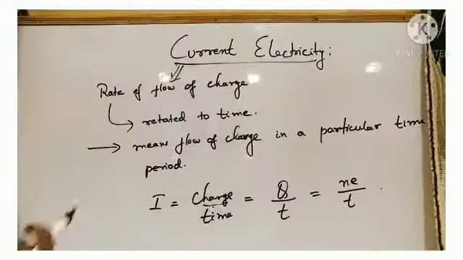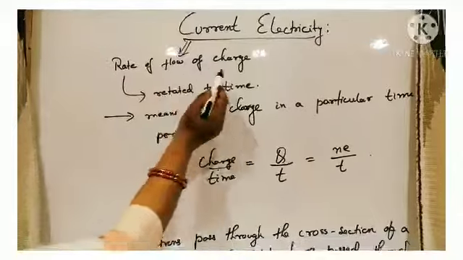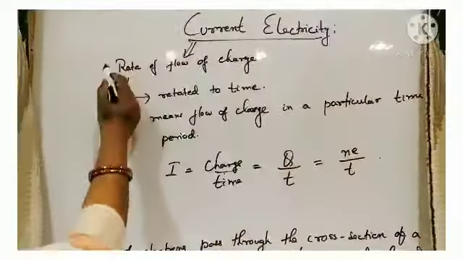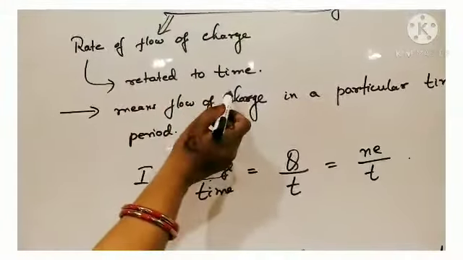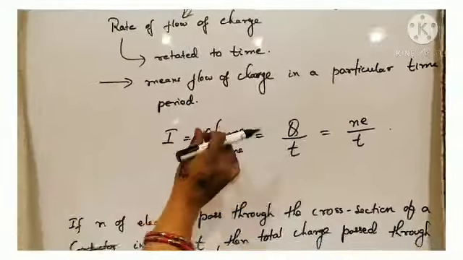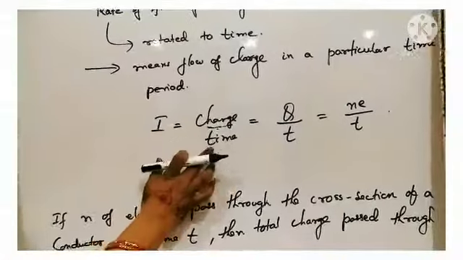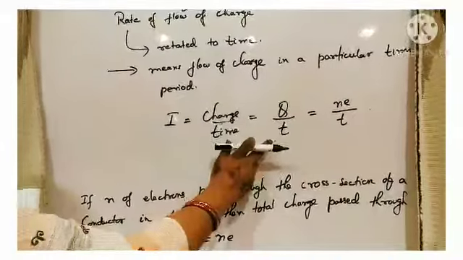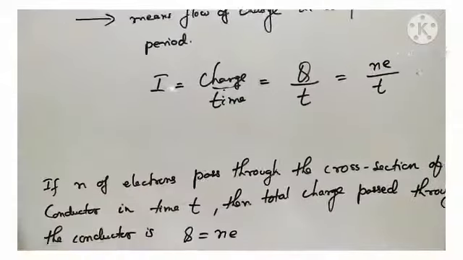Now to our basic topic, that is current. Current is the rate of flow of charge. When we are talking about rate, that is related to time. It means the flow of charge in a particular time period. Mathematically, we denote current with I. I is equal to charge by time, that is Q by T. Q is N into e by T.